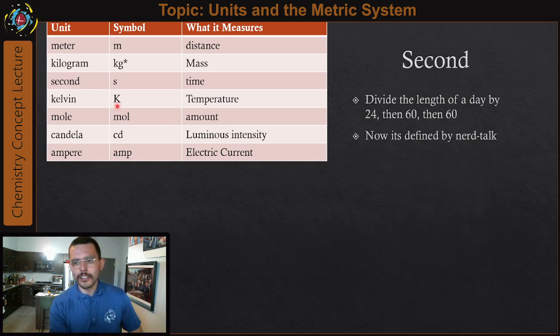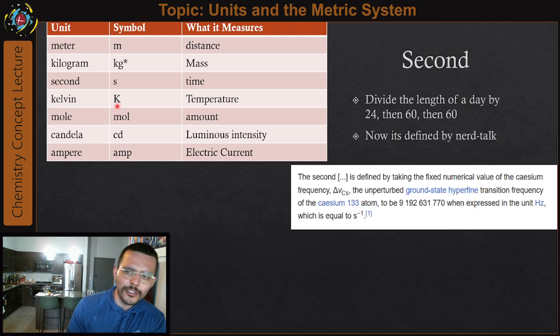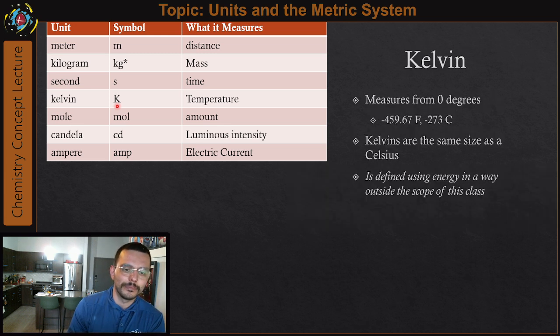Second. So the second is defined by its original definition, which is we took the day, divided that by 24 to get the hours, divided each hour by 60 to divide it into minutes, and divided each minute by 60 to get to seconds. Now it's defined by nerd talk, which is here. You can read it on your own time. But ultimately, a second is a unit of time. If you say you have a kilosecond, that means you have 1,000 seconds.